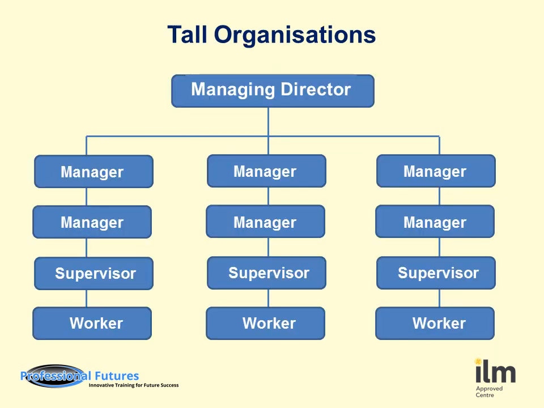If we look at this diagram, we can see that a tall organisation usually has many levels of management and supervisors are also present. So this means that there is a long chain of command from the managing director down through several layers of management before it gets through to the workforce.